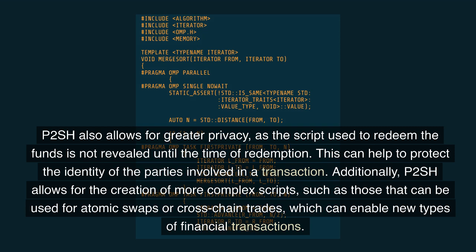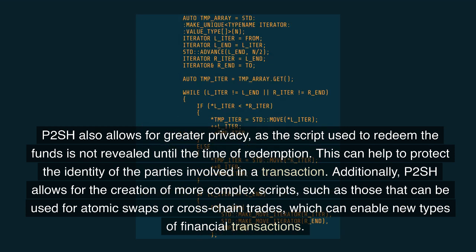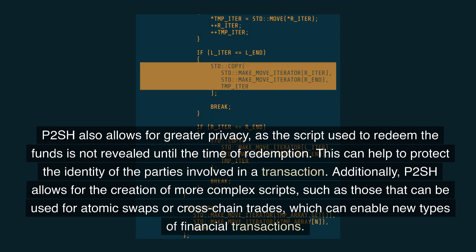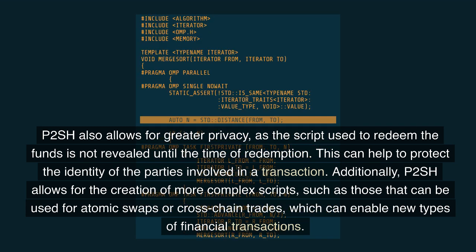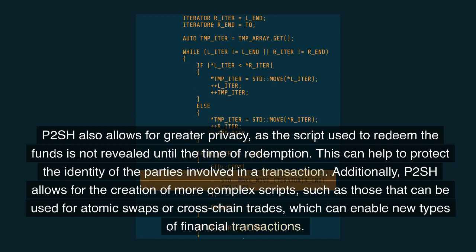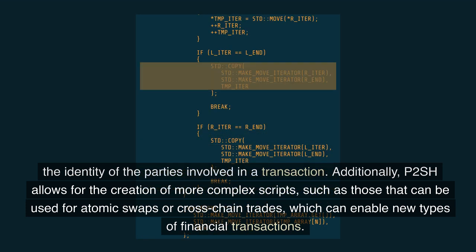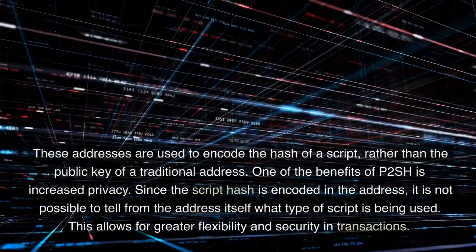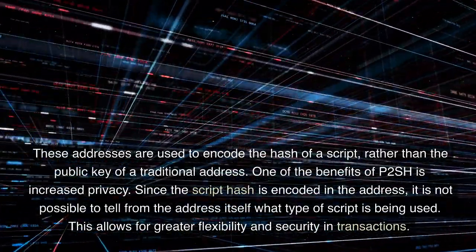P2SH also allows for greater privacy, as the script used to redeem the funds is not revealed until the time of redemption. This can help to protect the identity of the parties involved in a transaction. Additionally, P2SH allows for the creation of more complex scripts, such as those that can be used for atomic swaps or cross-chain trades, which can enable new types of financial transactions. These addresses are used to encode the hash of a script, rather than the public key of a traditional address.